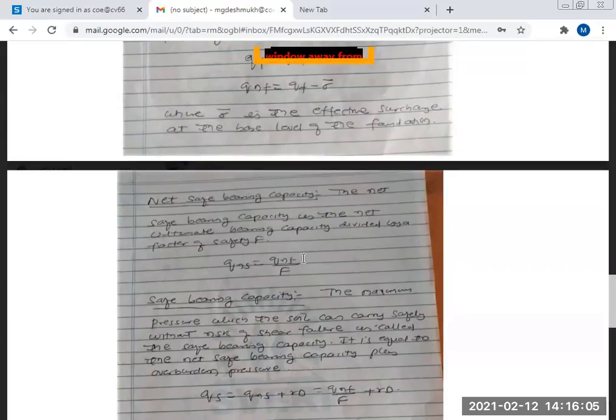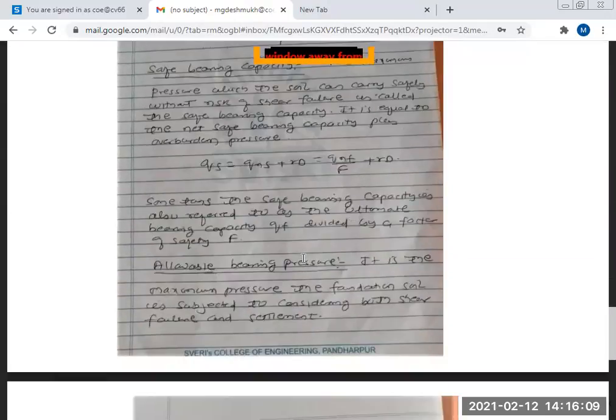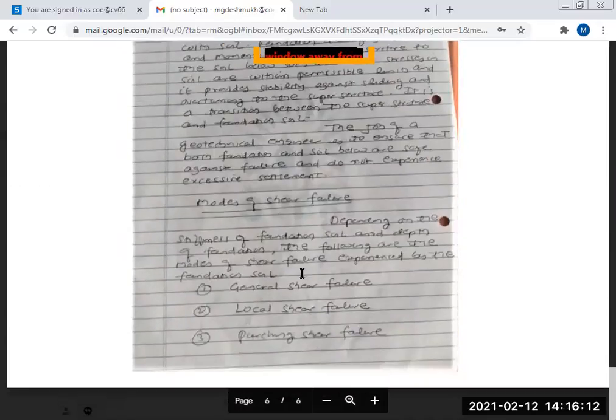After that we will continue with what is net safe bearing capacity, what is safe bearing capacity, what is allowable bearing pressure, after that modes of shear.